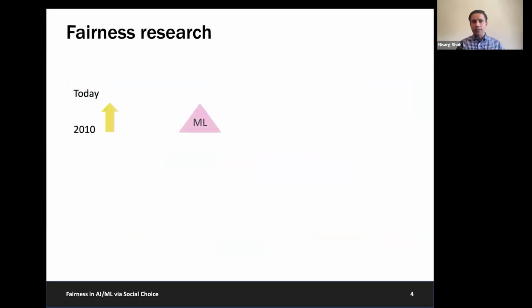And because of this, in the last wave of AI, the last wave of machine learning that happened starting in 2010, the fairness literature in machine learning has been exploding at an amazing rate. But I just want to highlight that this is just the tip of the iceberg.